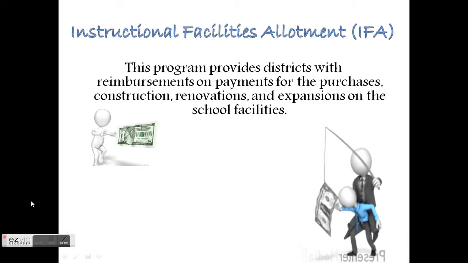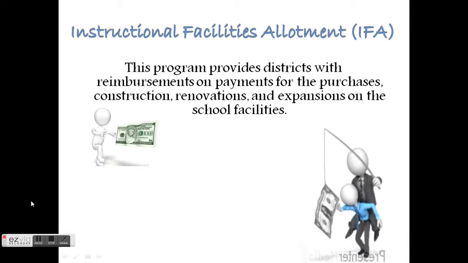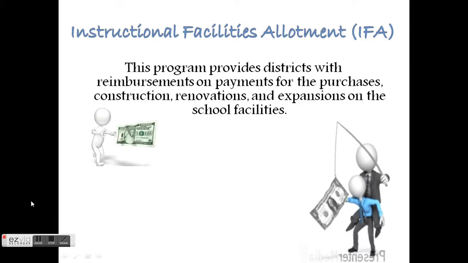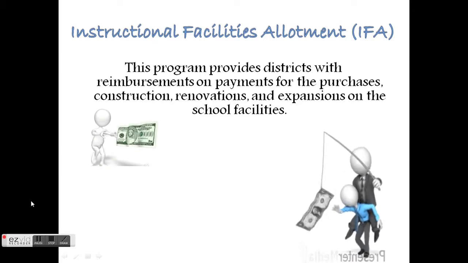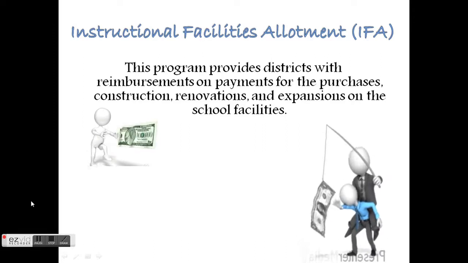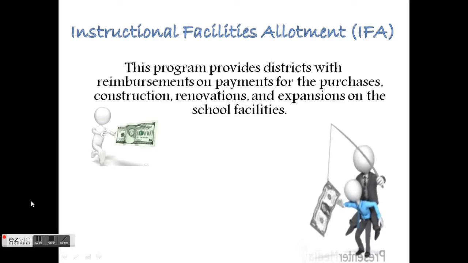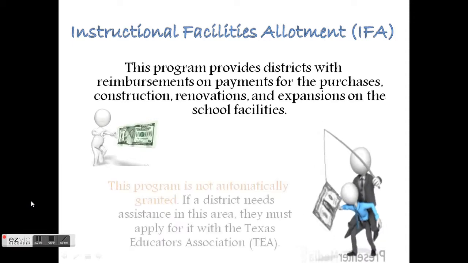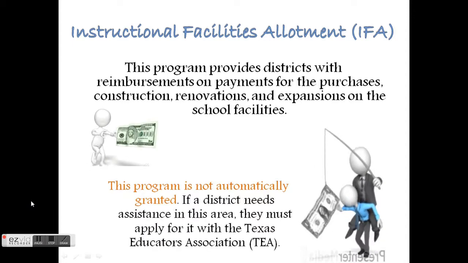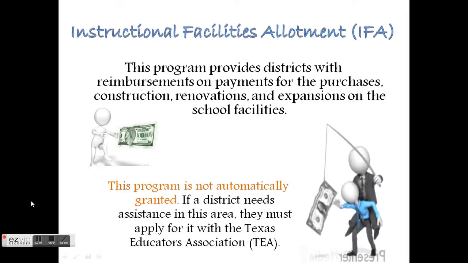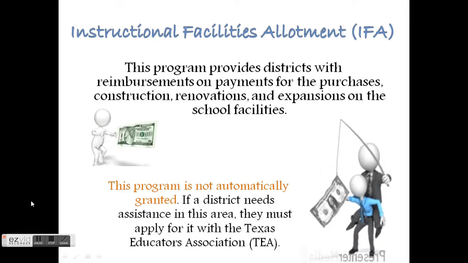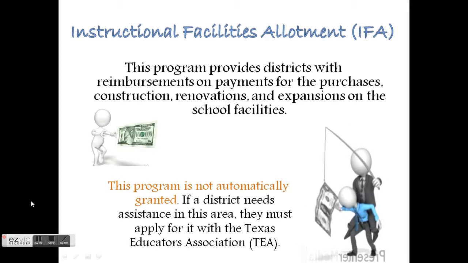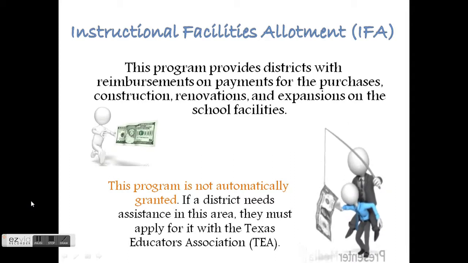The first program, the Instructional Facilities Allotment, like I said, provides the districts with reimbursements on payments for the purchases of construction, renovation, and expansions on the school facilities. This program is not automatically granted. If a district needs this kind of assistance, they must apply for it with the TEA, or the Texas Educators Association.